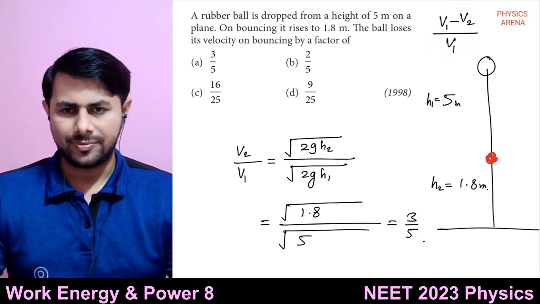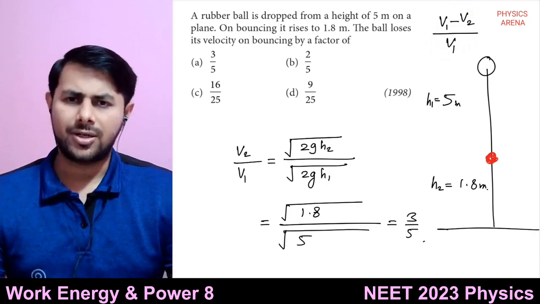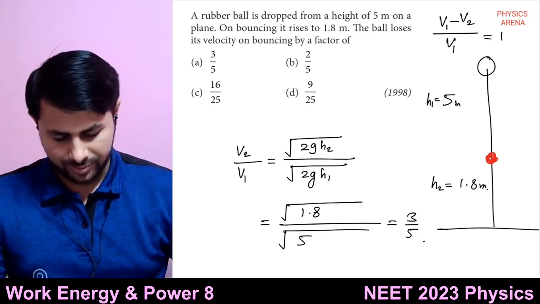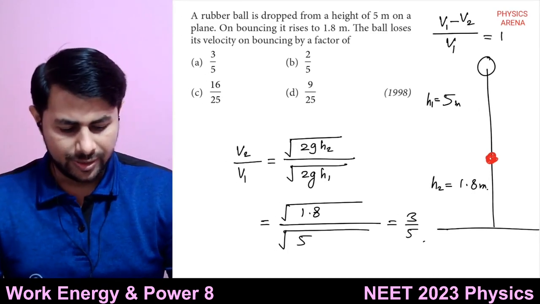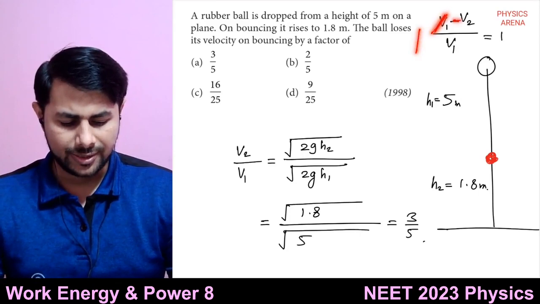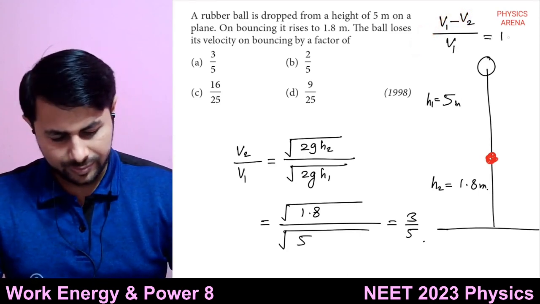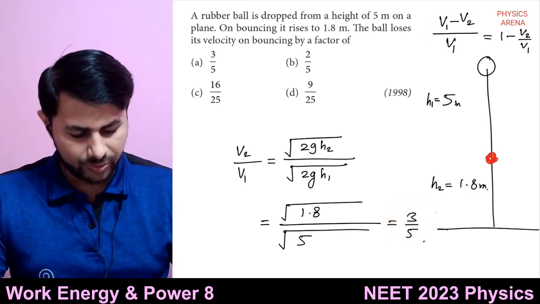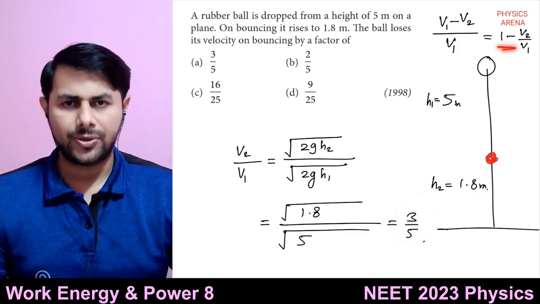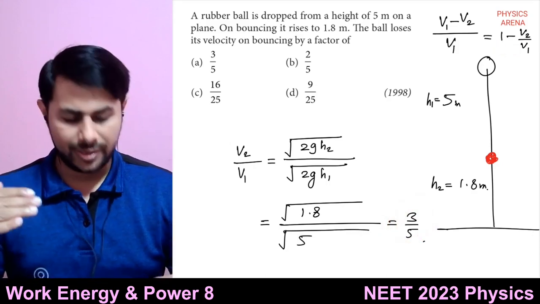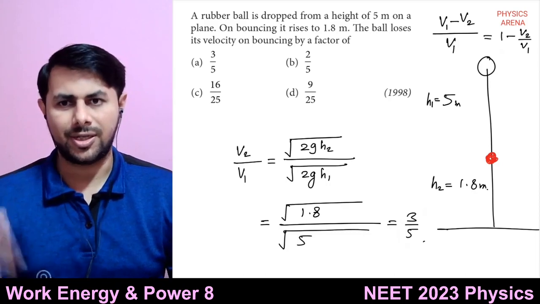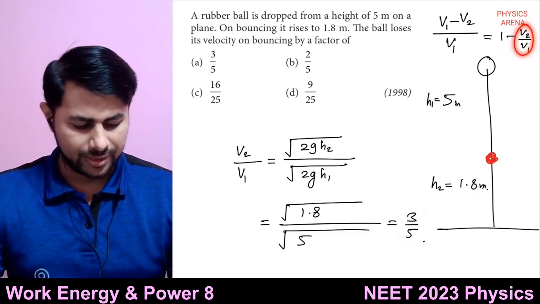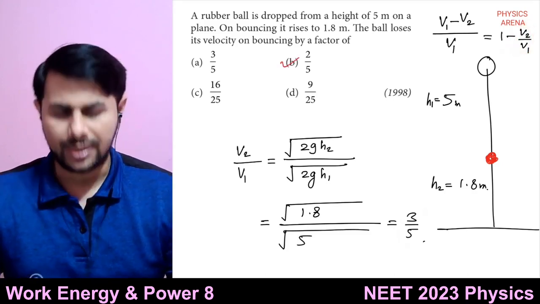It will be 2 by 5, right? Or take v1 common if you like. Okay, take v1 common. So what I mean, divide by v1. So this will be 1 minus v2 upon v1, right? So v2 upon v1, you have found out it is 3 by 5. So you want how much is the loss, not how much is final velocity with respect to the initial velocity. How much is the loss? Loss is 1 minus that fraction. Okay, 1 minus 3 by 5, that is 2 by 5 is the answer.